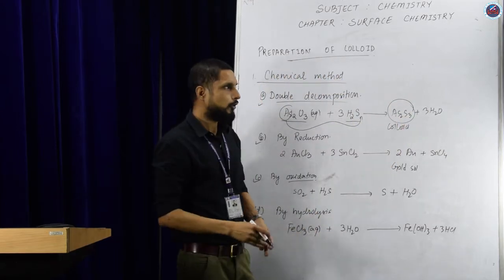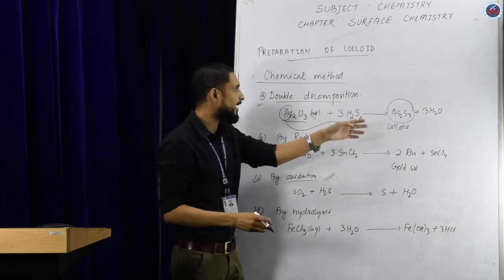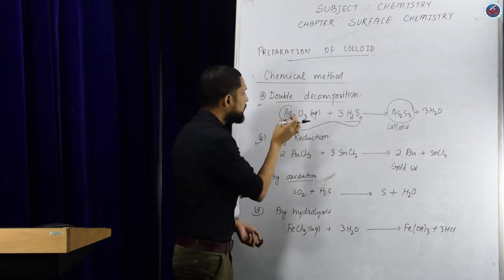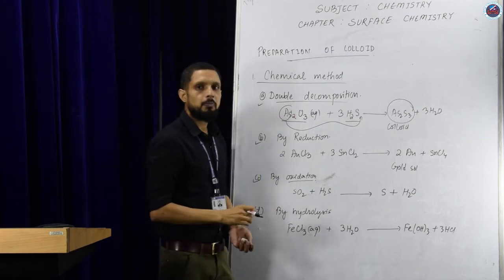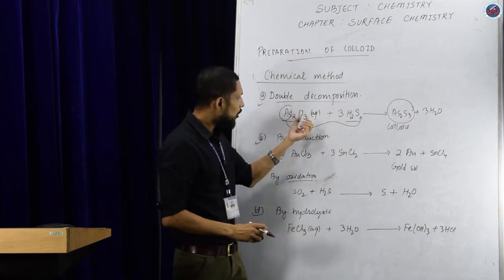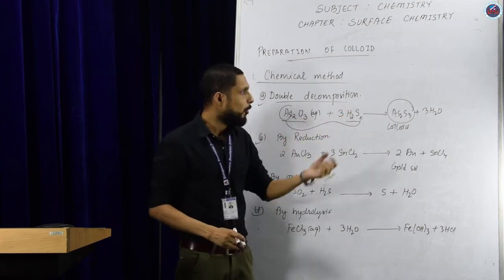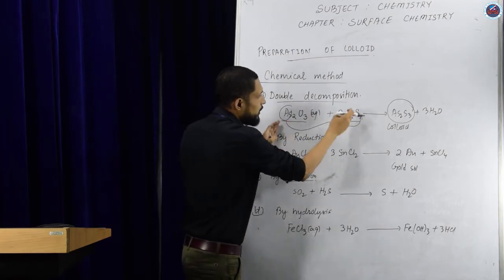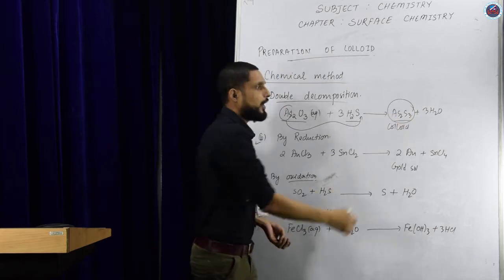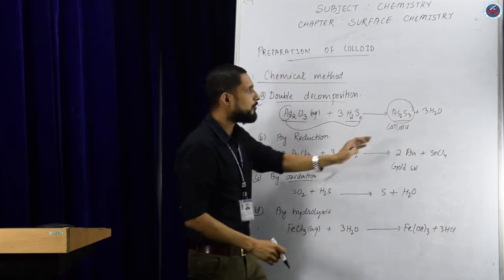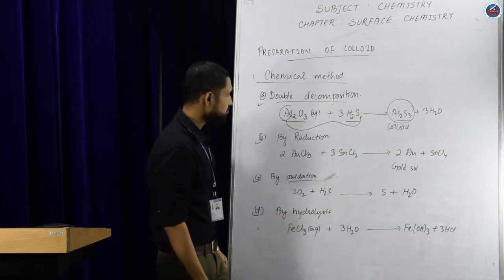As2S3. Now if you have confusion about how the reaction is taking place, just focus on positive and negative. As being positive will go for the negative part, that is sulfur. Oxygen being negative will go for the positive part, that is hydrogen. So As positive with negative sulfur forms As2S3. Oxygen negative with positive hydrogen forms H2O.